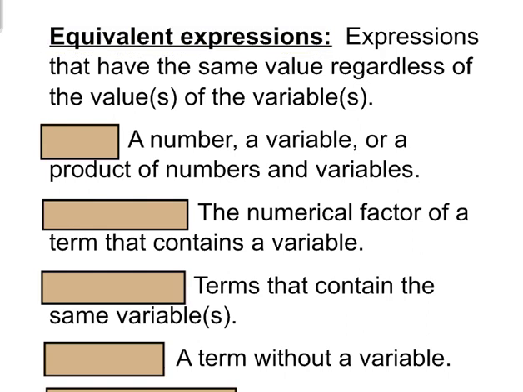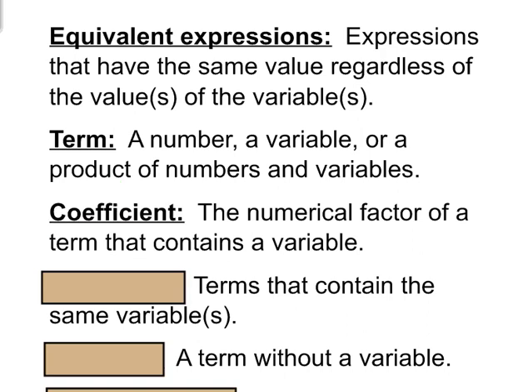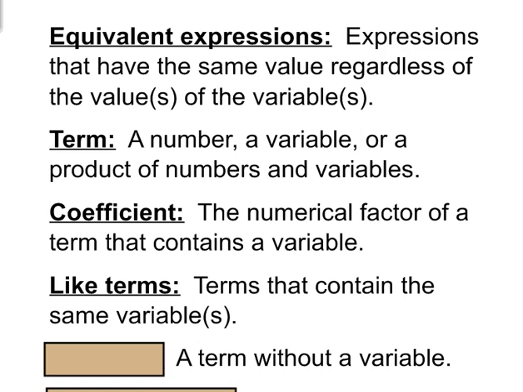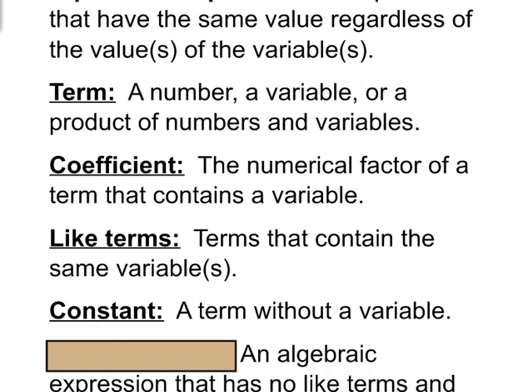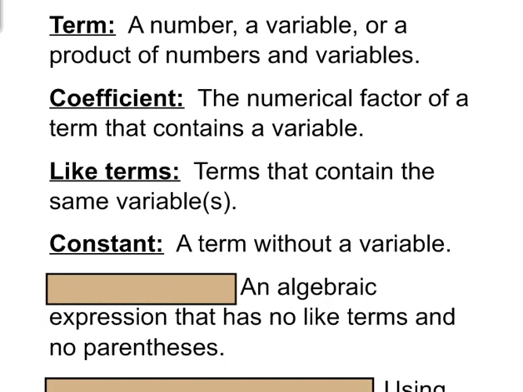Equivalent expressions: expressions that have the same value regardless of the values of the variables. So equivalent expressions would be like equivalent equations. Term: a number, a variable, or a product of numbers and variables. Coefficient: the numerical factor of a term that contains a variable. So it's kind of the number out front of a variable. Like terms: terms that contain the same variables. A constant: a term without a variable, so that's just a number.